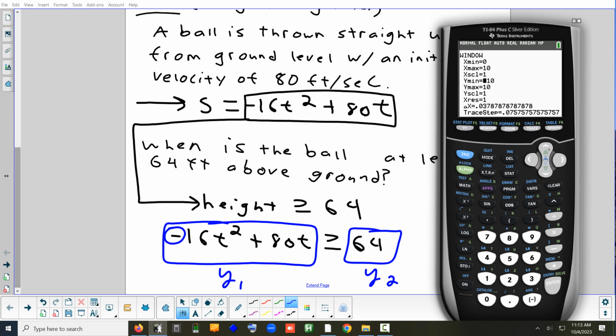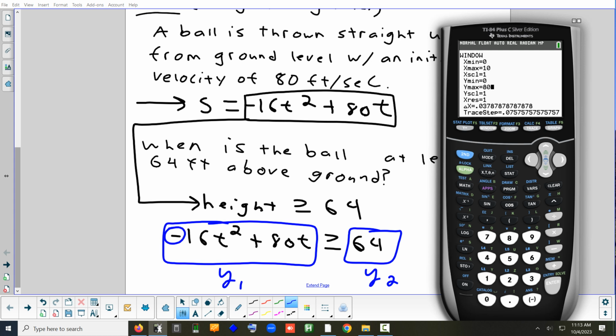Y is the height. What's the minimum height that this object could have? 0, right? Ground level. It can't go negative. Negative would mean it's going underground. And the maximum height, well, we want to know when it hits 64. It's probably going to go even a little higher than that. Let's go 70. 80? Yeah, we'll try 80.